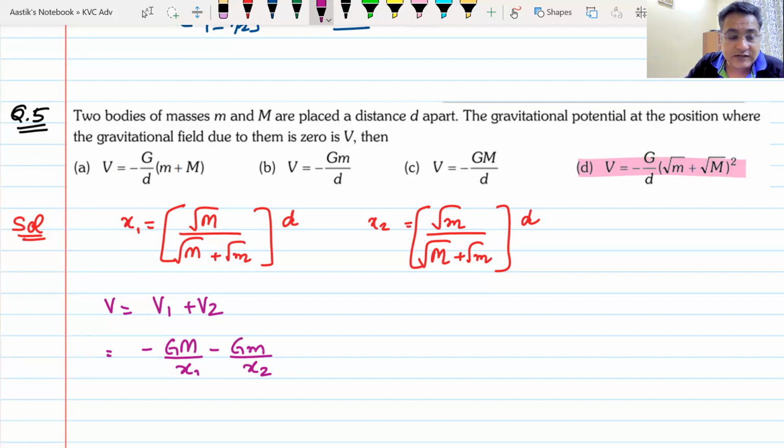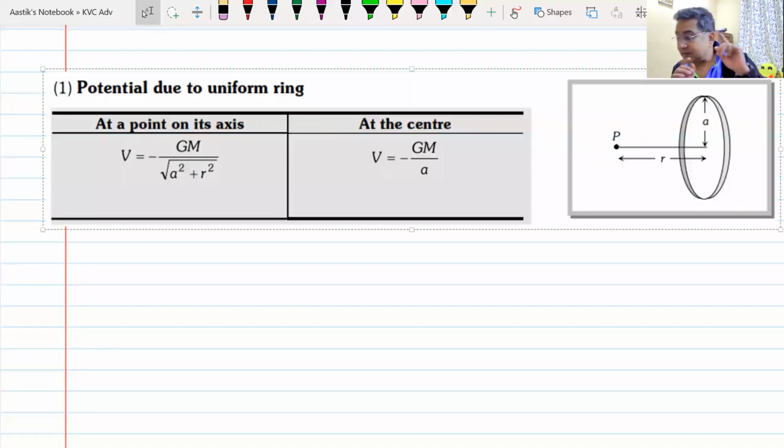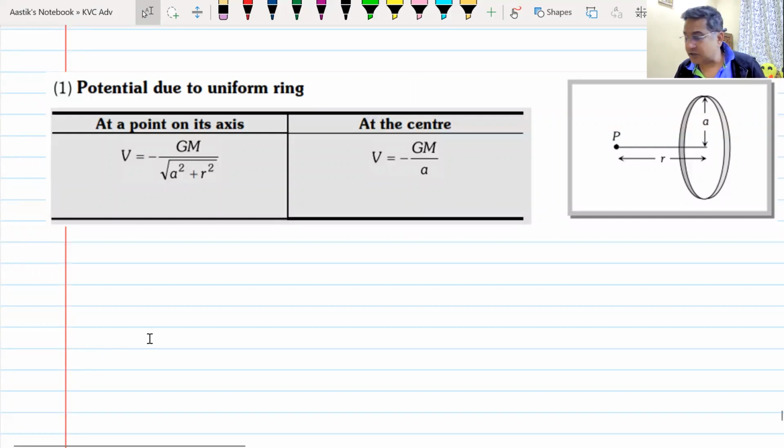Now we must understand that point mass is not the only type of mass that might come to us. So we must now understand potential due to various types of bodies, and we will only deal with a couple of bodies which are going to come in the exam. The rest we will deal with in the chapter on gravitation. The first body is a ring. We had seen the gravitational field due to a ring. Now we see the gravitational potential due to a ring.